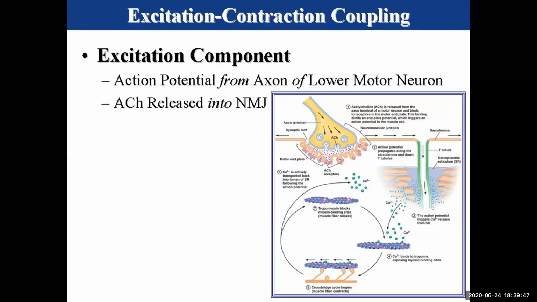Now moving on to the excitation component. We briefly talked about this during the previous lecture. So the action potential comes in through the axon, the axon of the lower motor neuron, to the axon terminal. The action potential is propagated along the axon. It hits the axon terminal and cannot be regenerated there, because the plasma membrane on the axon terminal does not have voltage sensitive sodium channels.